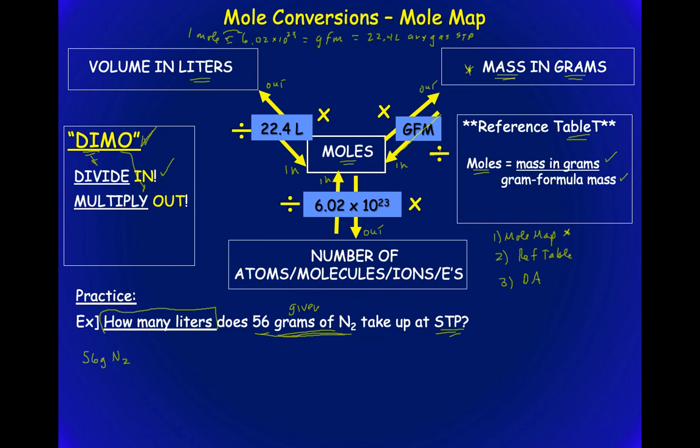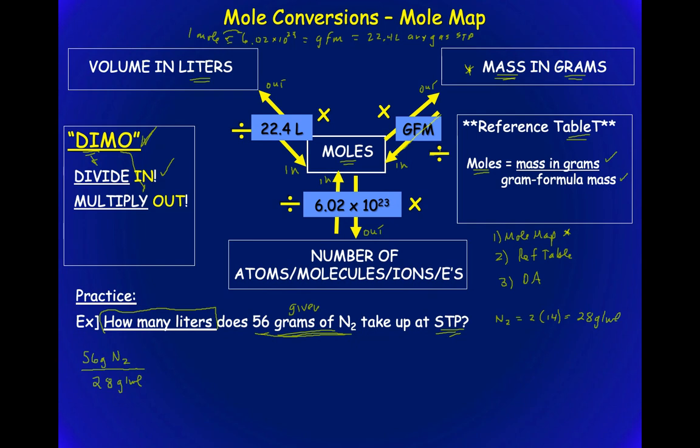So how do you want to go into the mole? Well, we got to go into the mole by dividing in by the GFM. So on the other side, we're going to say, okay, what's the GFM of N2? That's really going to be 2 times 14, which is 28 grams per mole. So now I have the GFM. So as long as I have the GFM, I'm going to divide into the mole by the GFM, which means I'm going to take 56 and divide that by 28 grams per mole. And again, if I want to calculate that out, I can, but I really don't have to.